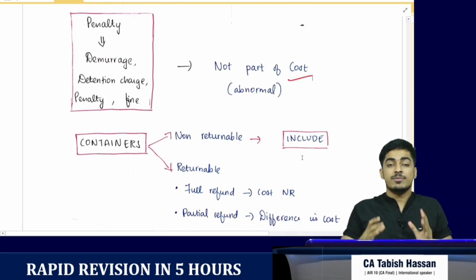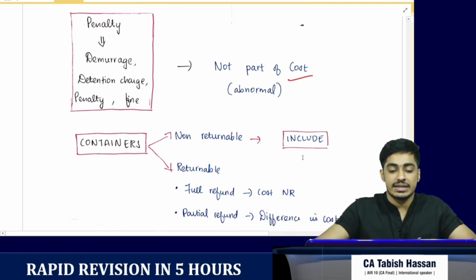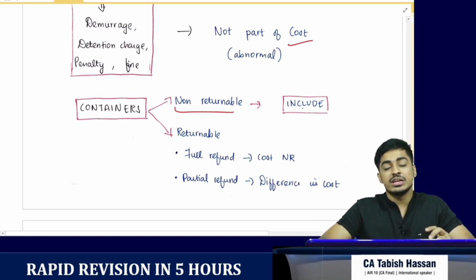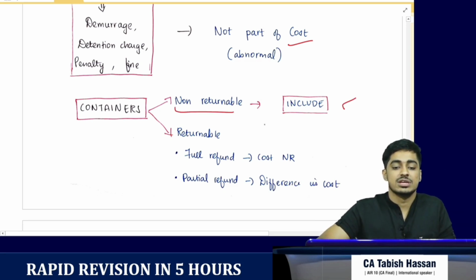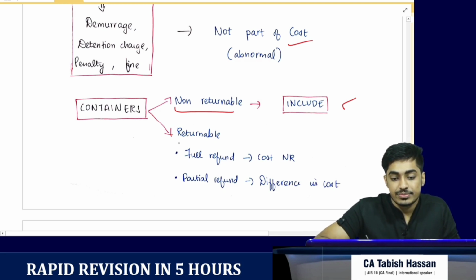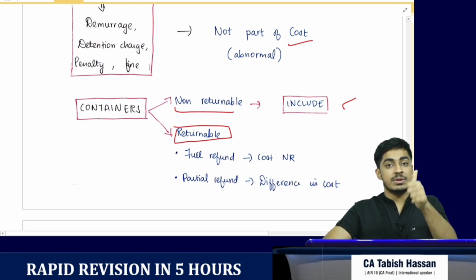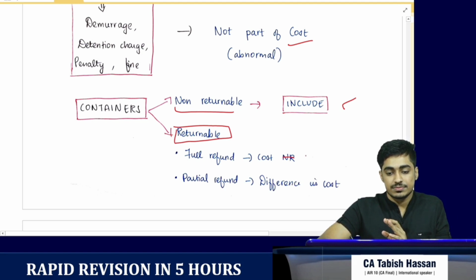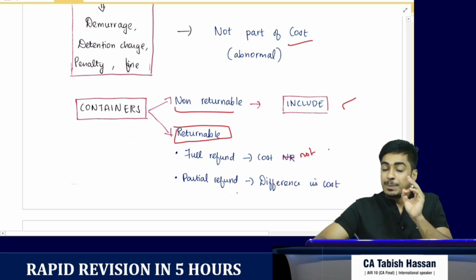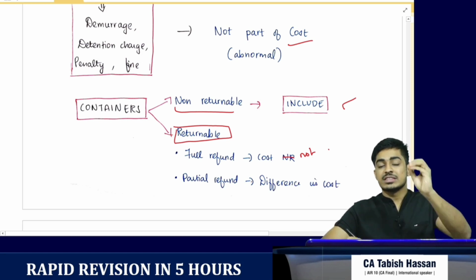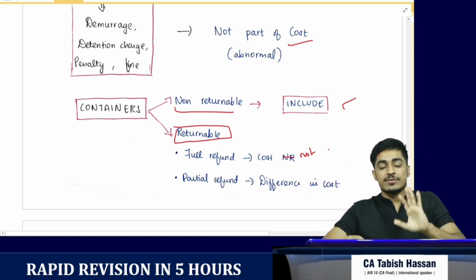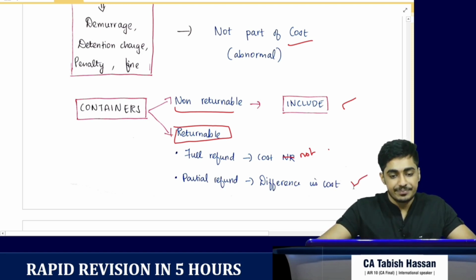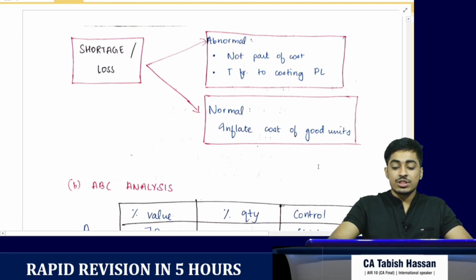When you are purchasing goods, we might have to get them in containers and we are paying for the containers. Containers can be non-returnable or returnable. If the containers are non-returnable, it is our cost only, so it will be included in cost. But if they are returnable containers, as we have discussed, if credit is available, it is not a cost. So if full refund is available, it is not a cost. But if only partial credit is available, say I paid 1,000 rupees for the container and I got only 500 rupees, then the difference amount, 500 rupees, will be treated as cost. Clear?